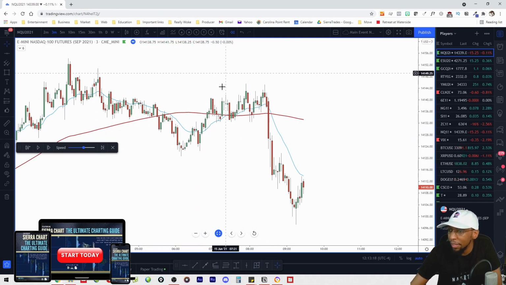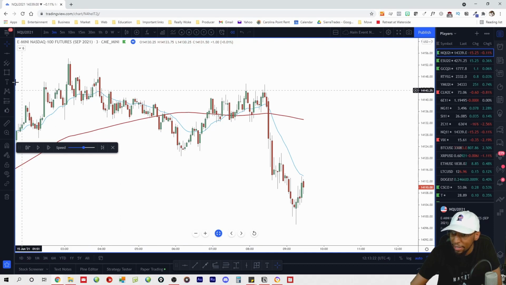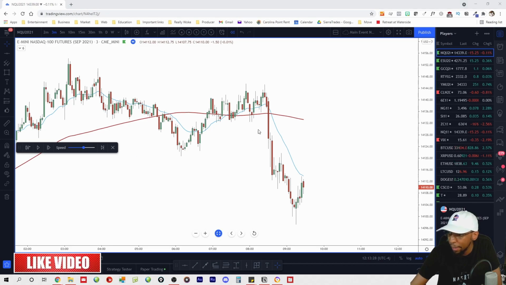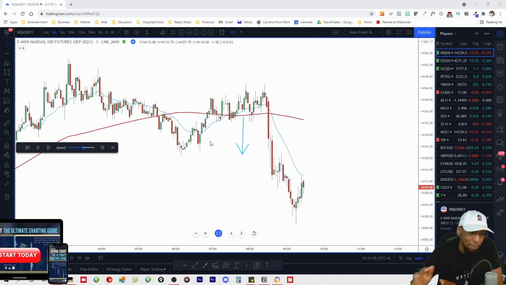So what is the trend? The trend right now is bearish. If I'm looking at this pre-market, our current trend is bearish because we're below our 200 SMA and we're below our K band. So right now we're looking for shorts because the trend is bearish. Just keeping it really simple.